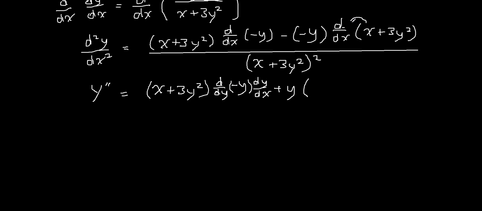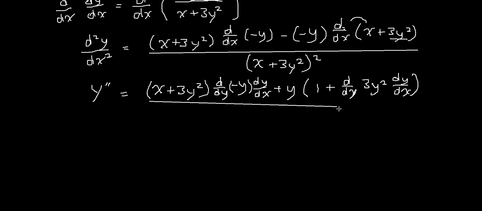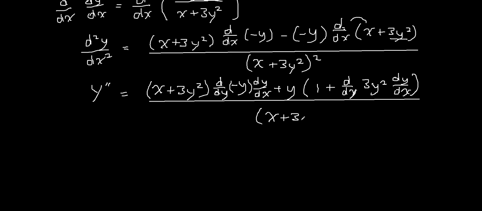If you expand this out, dx over dx, that's just going to be 1, plus d over dx, which we will expand to d over dy of 3y squared times dy over dx. This is just equivalent to d over dx of 3y squared. And all over the bottom, which is x plus 3y squared, all squared. Okay, simplify this further. This is still x plus 3y squared. The derivative of negative y with respect to y is just negative 1. So why don't we just bring a negative to the front?